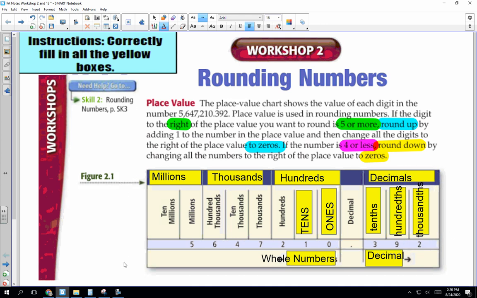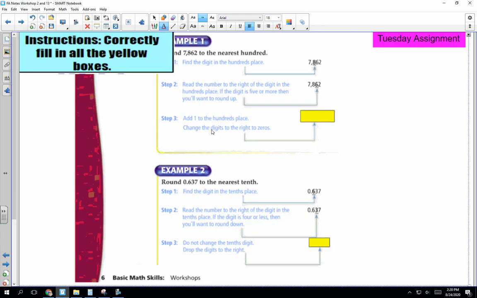Okay. So when they ask us to round to the nearest tens, we're going to take a look at the number to the right. If it's 4 or below, it stays where it is and everything else becomes a 0. If the number is 5 or above, this number bumps up 1 and everything else becomes a 0. Let's do some practice problems with that.